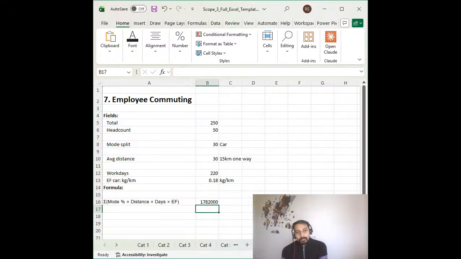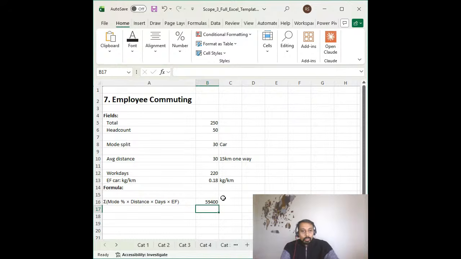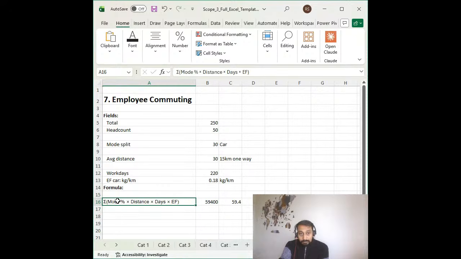If someone is coming through public transportation, you have to calculate the public transportation emission factors, and based on that, it helps you understand which kind of emissions factors you are going to utilize for that region. So here you can see the 50, and the average distance we have to count. So the overall calculation will be 59,400, and if you convert it into tons, it comes to 59.4.